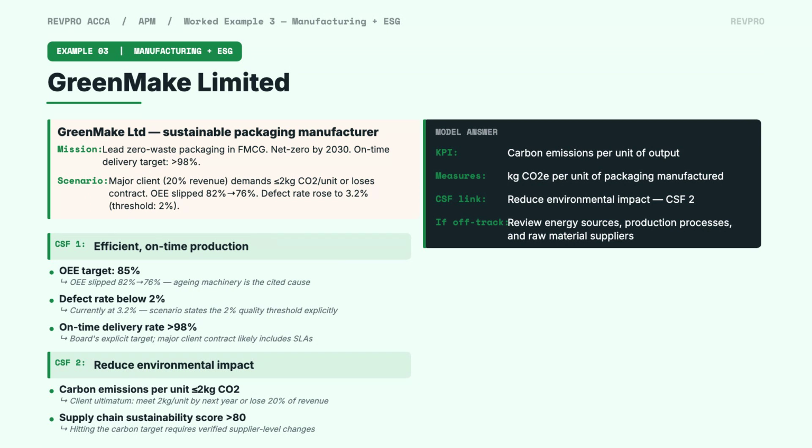Model answer: a suitable KPI is carbon emissions per unit of output. This measures kilograms of CO2 equivalent per unit of packaging manufactured. It is relevant because the CSF is to reduce environmental impact, and it directly monitors progress toward the client's 2 kilogram target. If emissions per unit remain above target, management should review energy sourcing, production processes, and raw material suppliers.